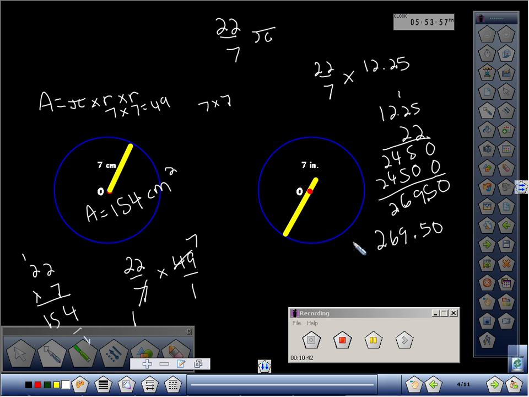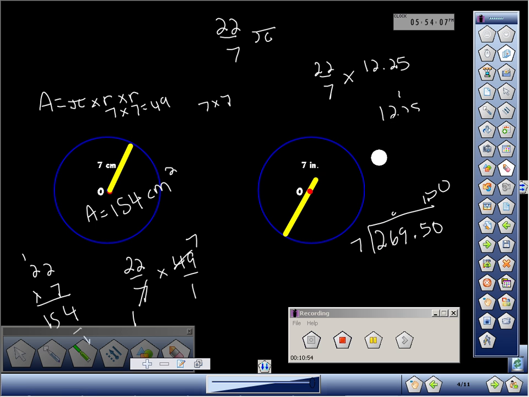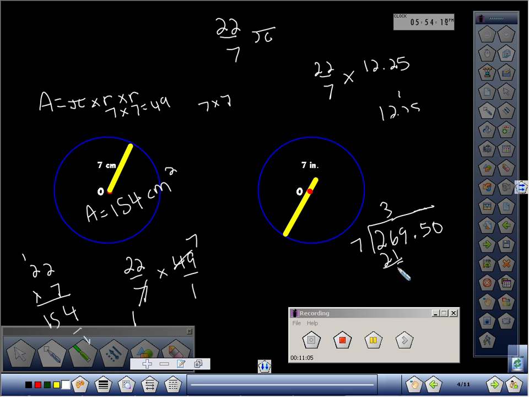Then we have to divide that by 7, because 22/7, it's 7 times 1, it's going to be over here, so it's going to be divided by 7. 7 goes up, got to erase again, running out of room here with the area. 7 goes into 26, 3 times, which is 21. That's a 5, that's a 9. 7 goes into that 8 times. 8 times 7 is 56. We get 35. 7 goes into 35 5 times.